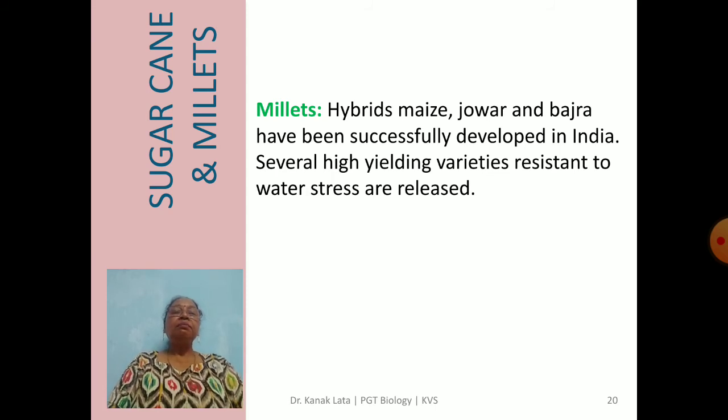Next is the millets. Hybrid maize, jowar and bajra have been successfully developed in India. Several high yielding varieties resistant to water stress are released. So several varieties of these millets, that is maize, jowar and bajra, were successfully developed in India.